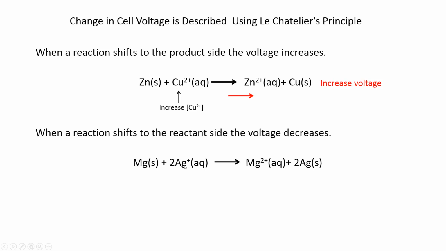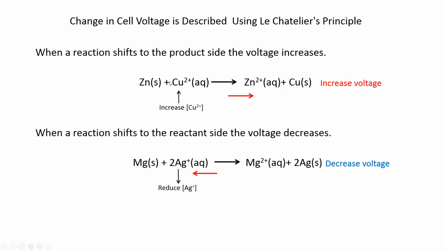Let's examine Le Chatelier and decreasing a reactant voltage. Here is a redox reaction where magnesium is reducing silver ions. If we were to reduce the silver ion concentration, Le Chatelier would think about this change as shifting the equilibrium to the reactant side. Whenever the reaction shifts to the reactant side, we observe a voltage decrease.